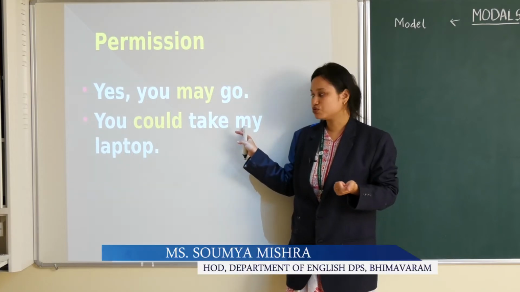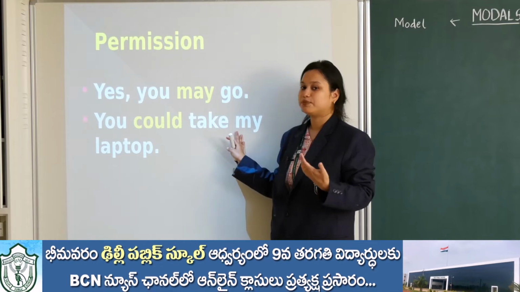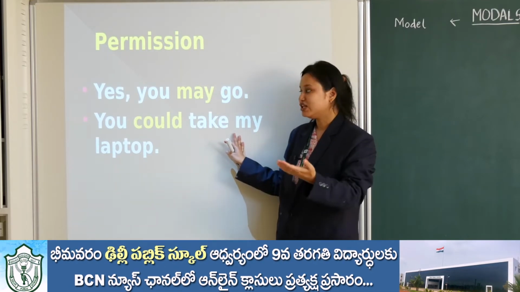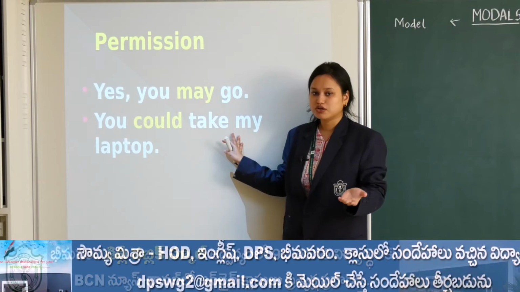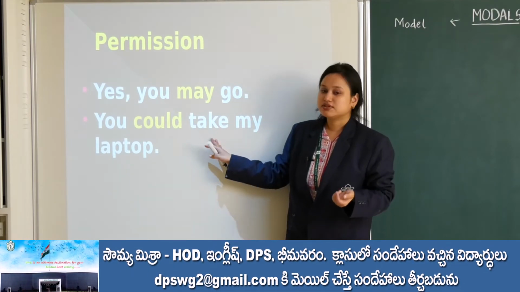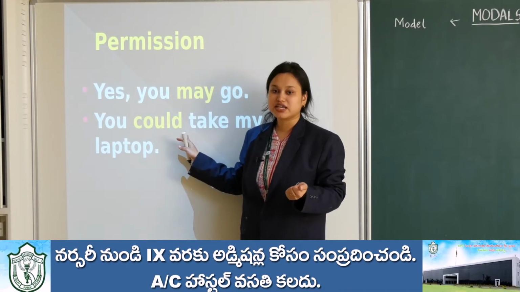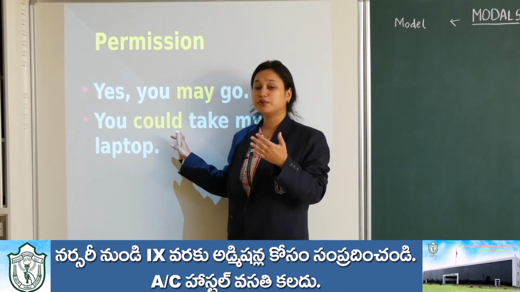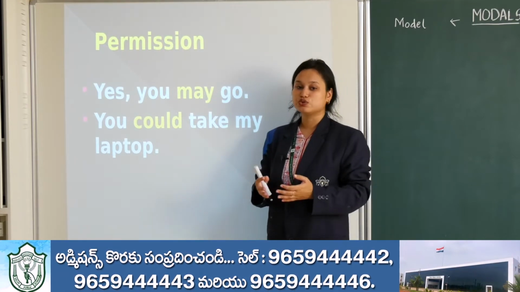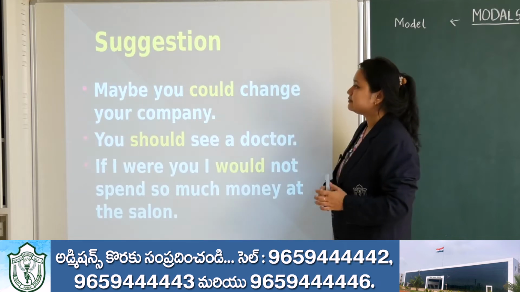You could take my laptop. What am I trying to do? I am giving permission to someone to use my laptop. My laptop is a personal thing, but I am giving permission to someone that you could take my laptop if you want to. If you have work, you could take my laptop. So see what kind of sense the sentences are giving? These are trying to say that we are permitting someone for something. We are allowing someone to do something. May, could, we saw. Okay, next slide.